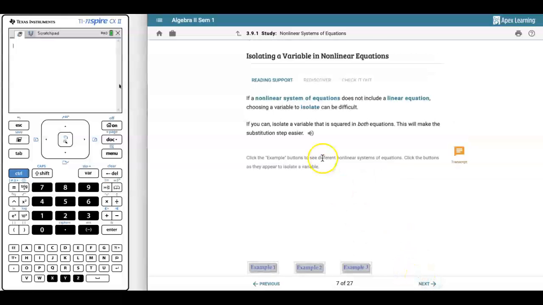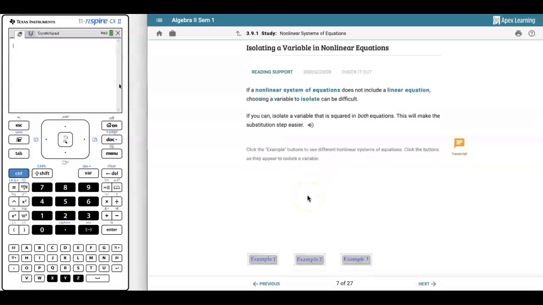So if a nonlinear system of equations does not include a linear equation, choosing that variable can be really, really difficult. Like I said, it can get messy quickly here. But if there is something like a square or a cube, something that is in common in both of the variables, you can isolate one of them and plug in.